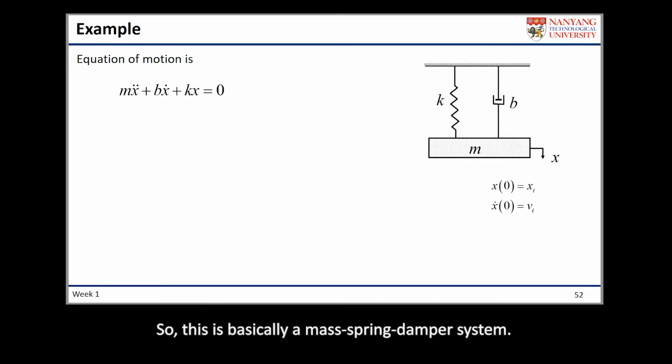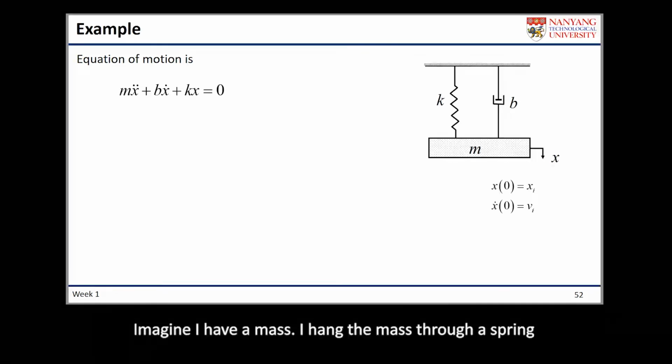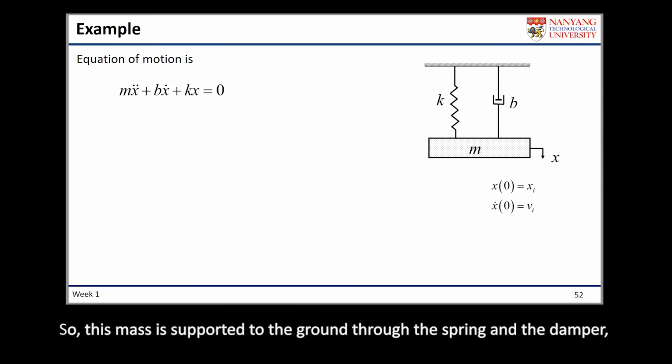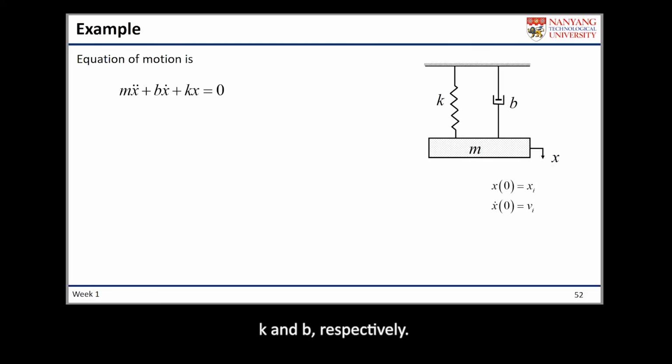So this is basically a mass spring damper system. Imagine I have a mass. I hang the mass through a spring and a damper b to a ground. So this mass is supported to the ground through the spring and the damper, k and b respectively.